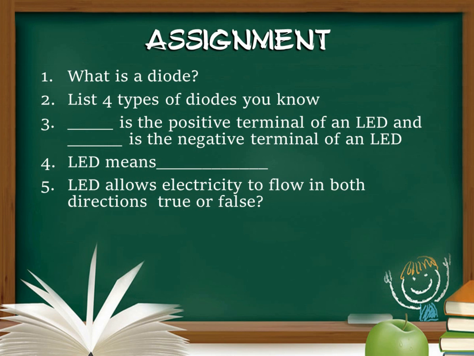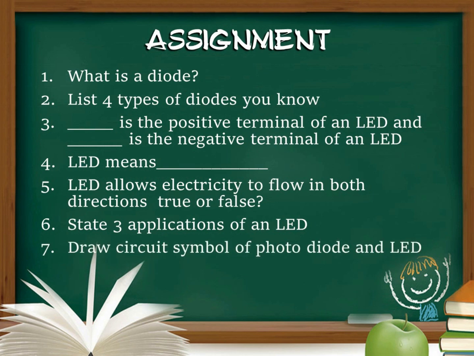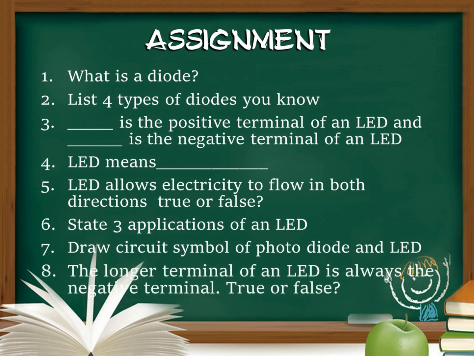LED allows electricity to flow in both directions, true or false. State 3 applications of an LED. Draw the circuit symbol of photodiode and LED. The longer terminal of an LED is always the negative terminal, true or false.